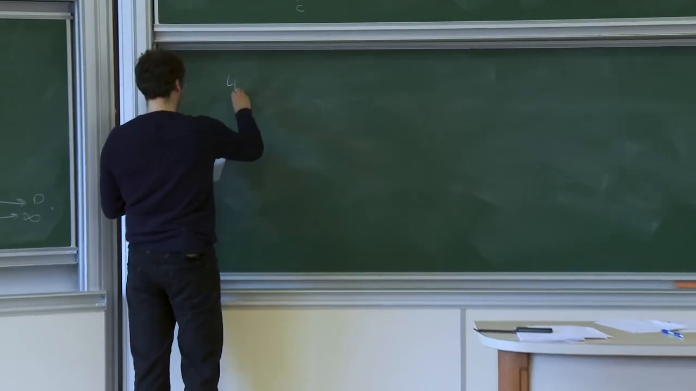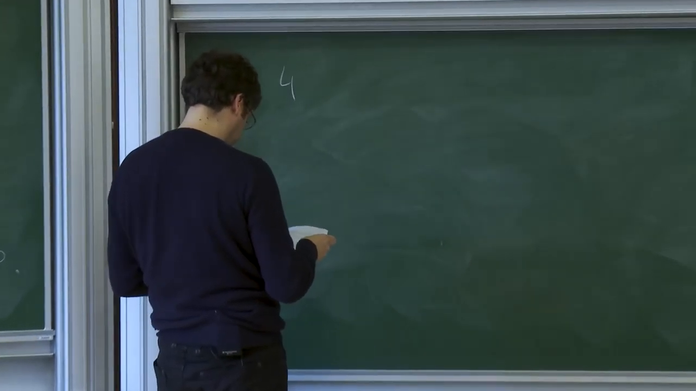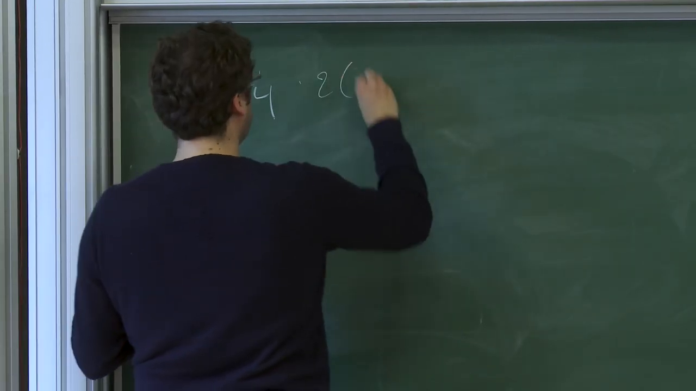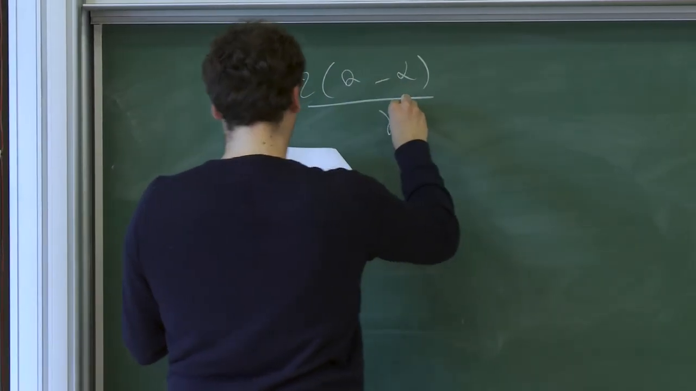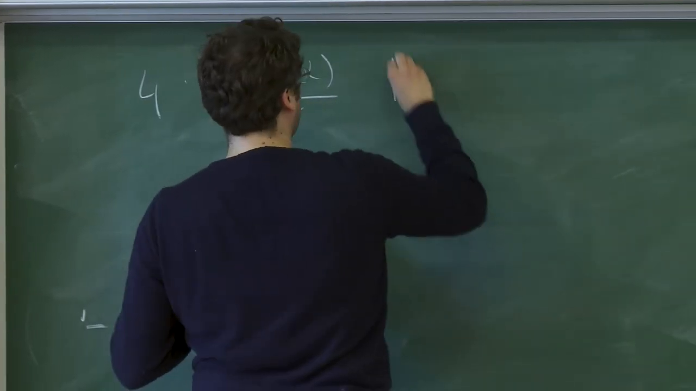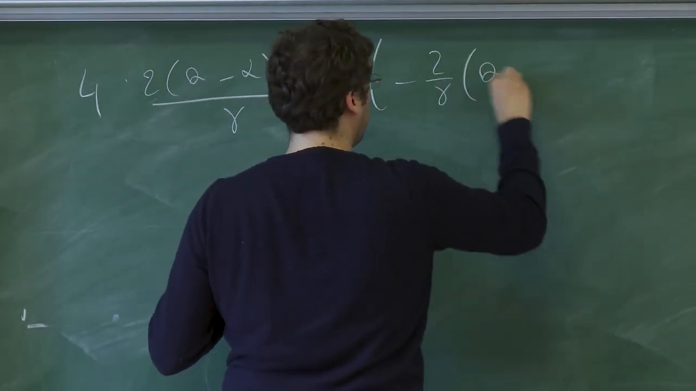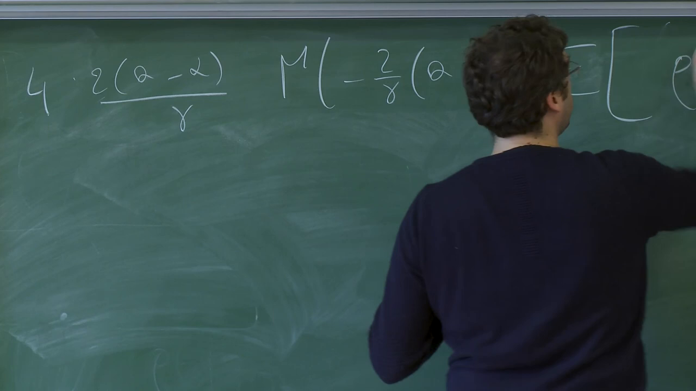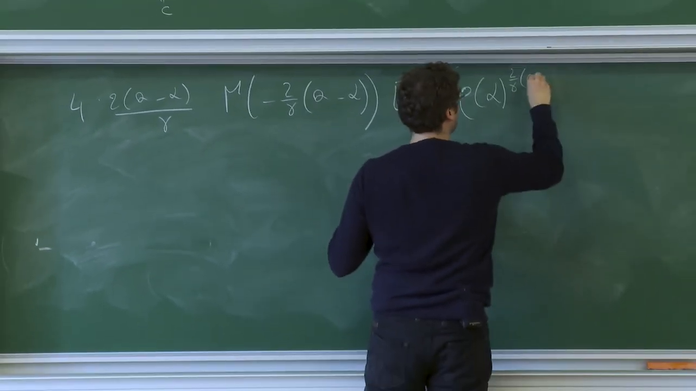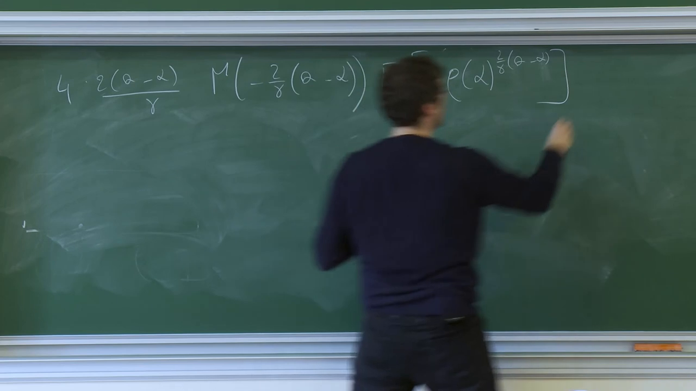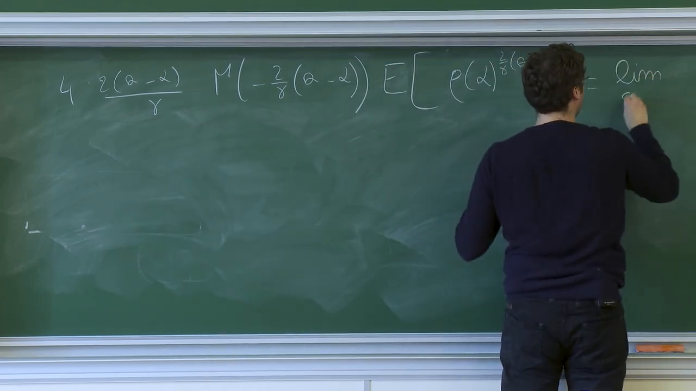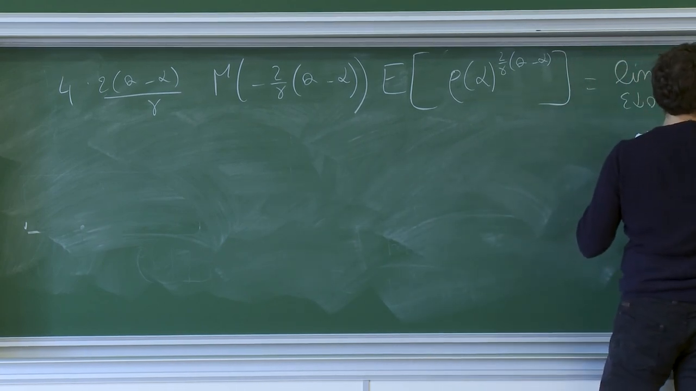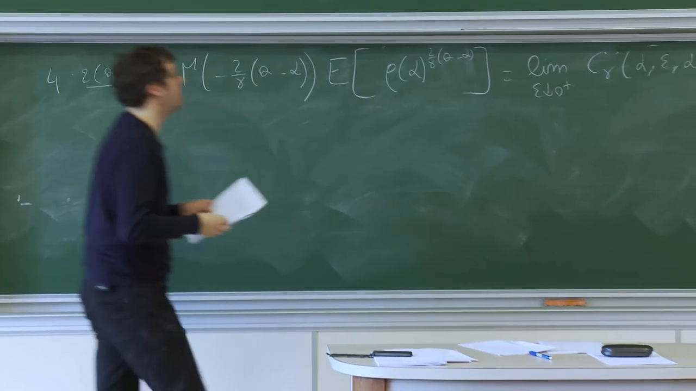So what I proved today is that for 2q minus alpha over gamma, the gamma function, the unit volume quantity, so this is the partition function, if you want, of the quantum sphere, was the limit as epsilon goes to 0 of c gamma alpha epsilon alpha. Okay, I took an hour and a half and I proved this today.